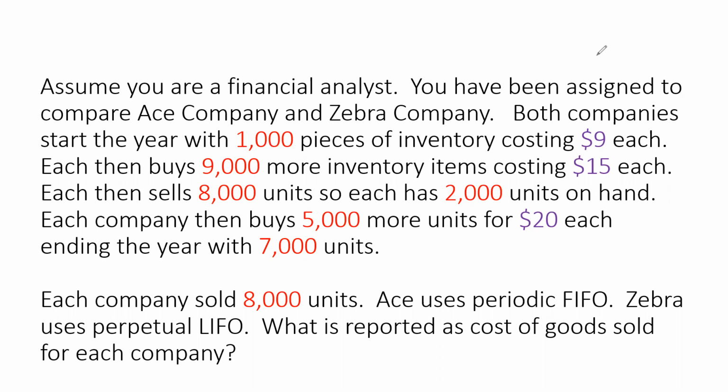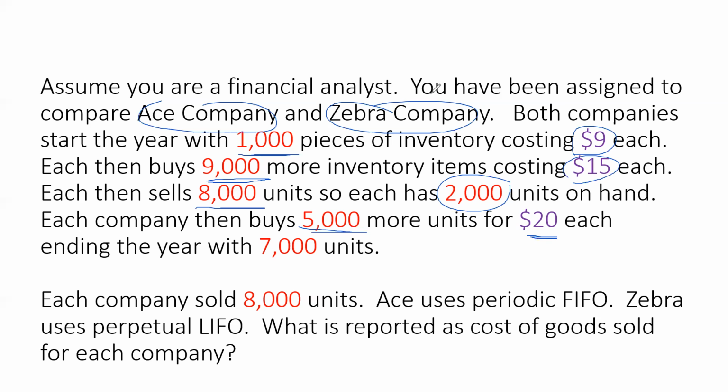It assumes that you're a financial analyst, you're studying the companies. You've been assigned to compare Ace Company and Zebra Company. You want to figure out which one's the best company to buy stock in or to loan money to. Both companies start the year with 1,000 units of inventory that cost $9 each. They then buy 9,000 more inventory items, and they cost $15 each. At that point, they sell 8,000 units, so they have only 2,000 units of inventory left on hand. So at the very end of the year, apparently, they buy 5,000 more at $20 a piece.